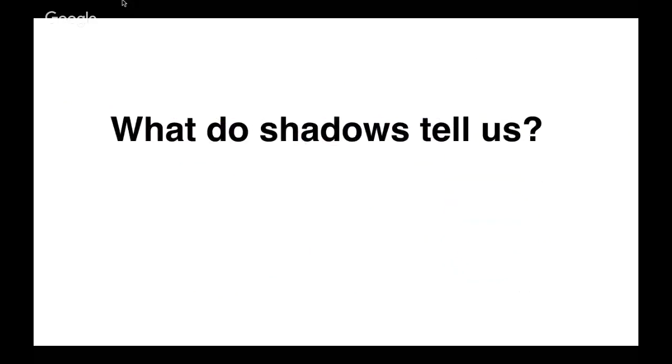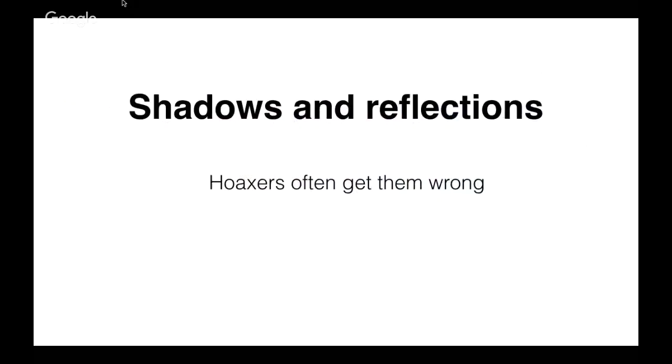So shadows are very important for the time and the date, but they're also very important for hoaxes as well. Shadows and reflections are something that hoaxers often get wrong. If they want to change a picture or a video and try to show something which isn't true, something which they will often get wrong are the shadows and any reflections as well. Let's have a little example and look at this.